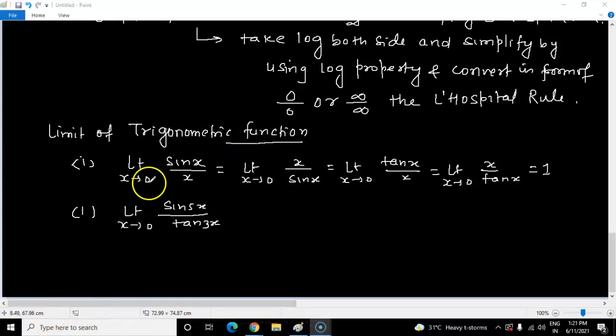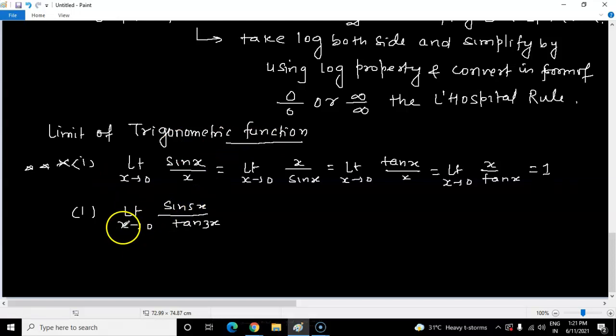So the limit of x tends to 0, sin x by x, or x by sin x, or limit of x tends to 0, tan x by x, or x by tan x, that one directly we can write the value is 1. If you remember these formulas, it will be easy to find the limit for trigonometric functions.